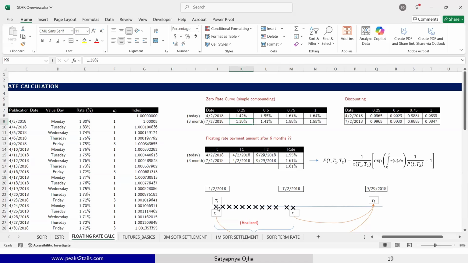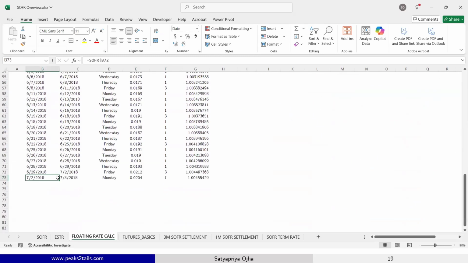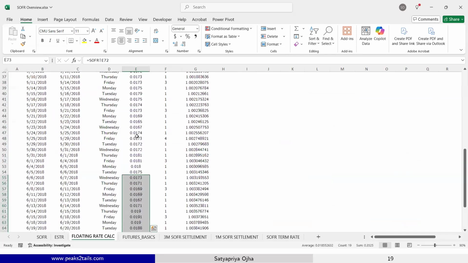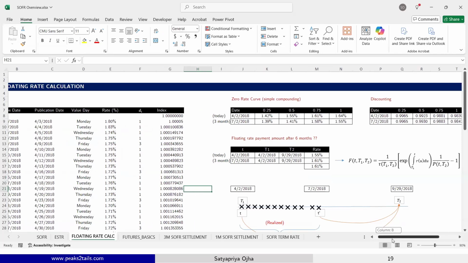Compound that with whatever has been realized. The realized part is available to you, from the daily SOFR published rates. So from 4/2 all the way till 7/2, what are the daily SOFR rates that have been published? Take those, compound from T1 to t, and then from t to T2, take this rate, 1.39%, and come up with a final compounding element and then annualize it. Okay, so this is the calculation.